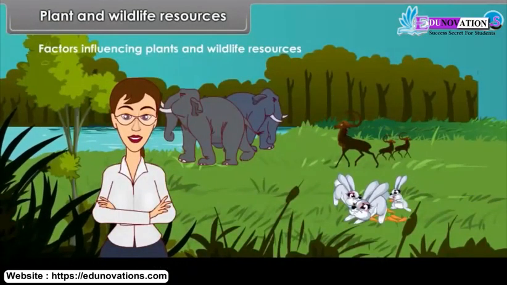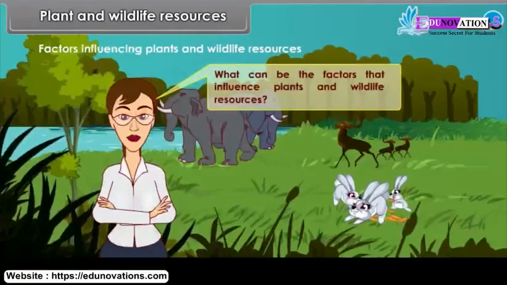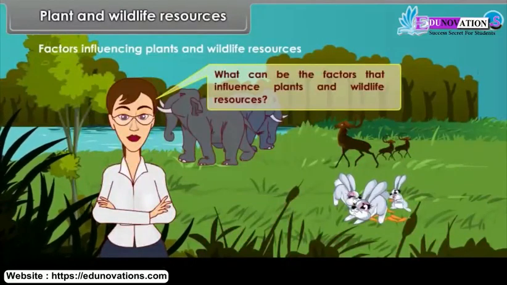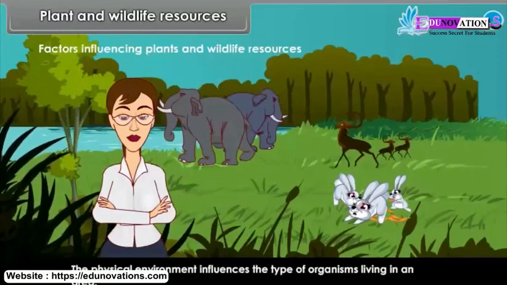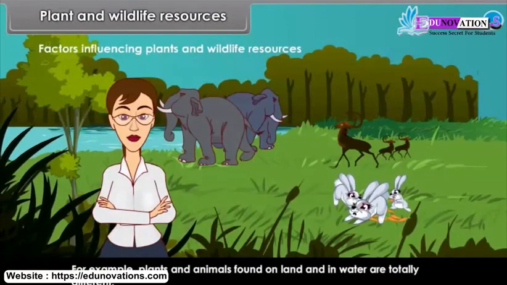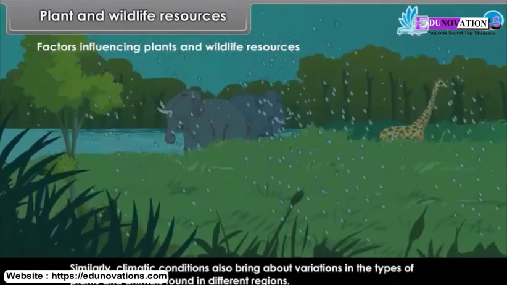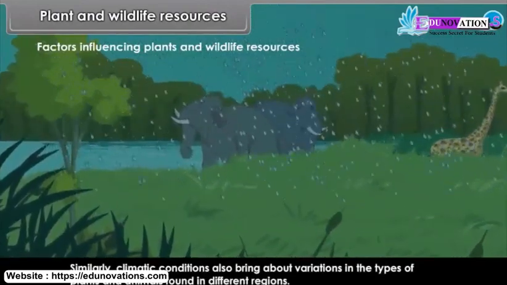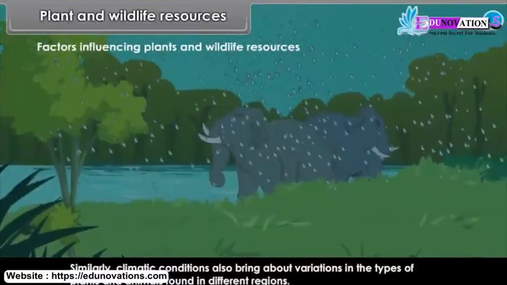Factors influencing plants and wildlife resources. What can be the factors that influence plants and wildlife resources? The physical environment influences the type of organisms living in an area. For example, plants and animals found on land and in water are totally different. Similarly, climatic conditions also bring about variations in the types of plants and animals found in different regions.